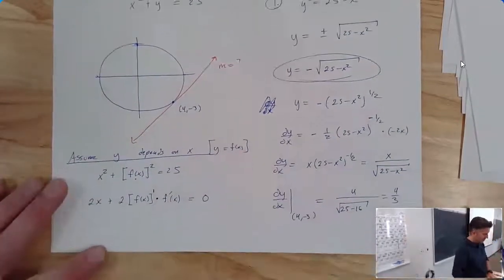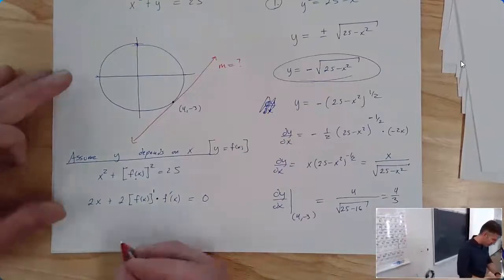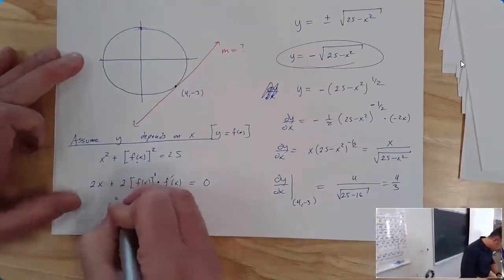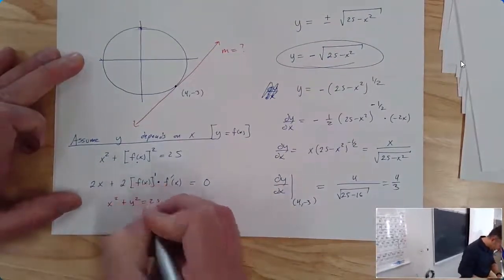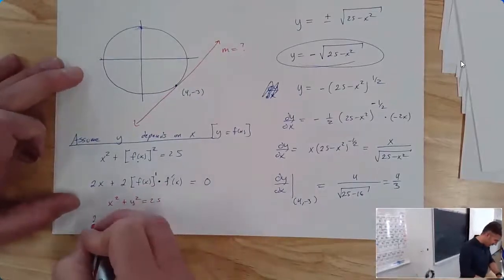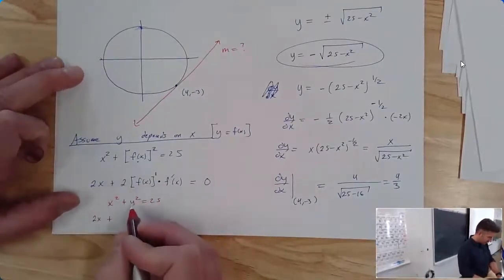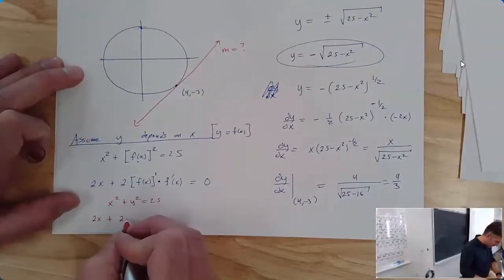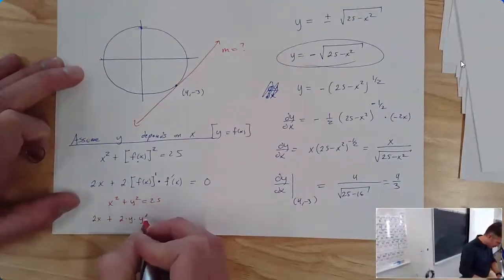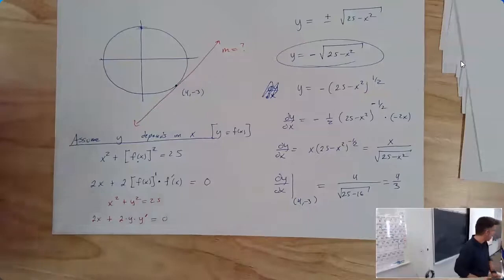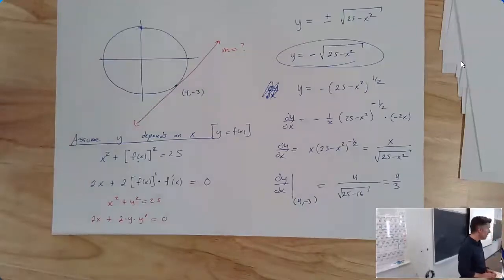But now I'm going to write it the way people actually write it, which is what I really have is x squared plus y squared equal to 25. And when I take the derivative of both sides, I get 2x. The derivative of some stuff squared is 2 times my stuff times the derivative of my stuff equal to 0. Same thing, I'm just using y and y prime instead of f of x and f prime of x. Literally the same thing. I'm just using a different letter for my function.